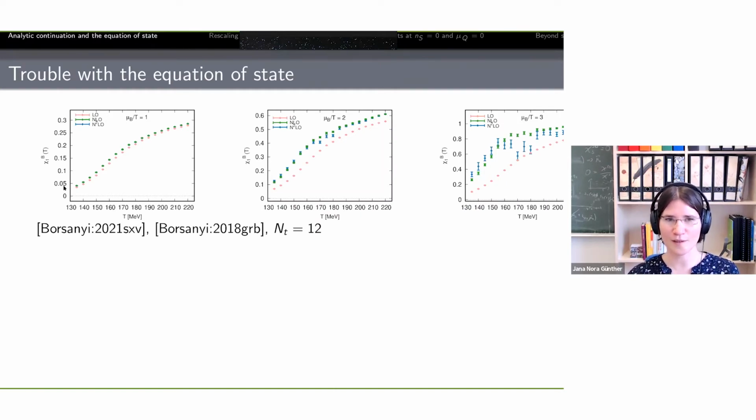So what was the trouble with the equation of state? That was also what the discussion after Claudia's talk with Friedloff was about. If, for example, one takes the baryon density and uses the Taylor expansion with increasing coefficients, then at some point we see such wiggles.